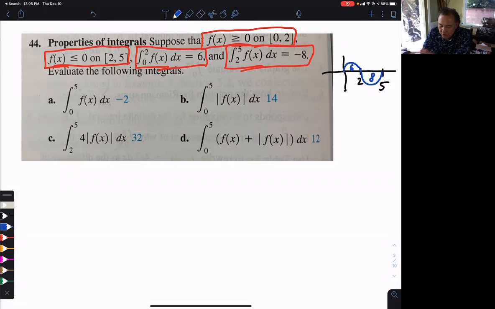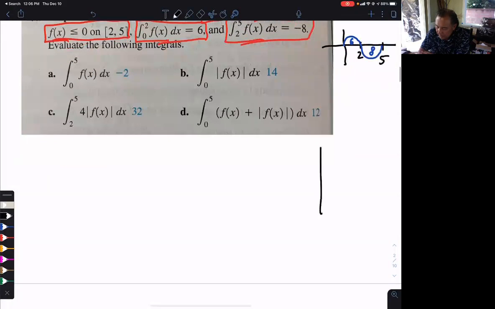And I know that the function's always positive. It's always positive from 0 to 2, so I know it's always above the x-axis here. And from 2 to 5, it's always negative, so it's below the x-axis. So let's do this. 0 to 5. This is a very often used property. It's very important, and I will draw a picture of how to do this. We have 0 to 2, we have 2 to 5, but we don't have 0 to 5.